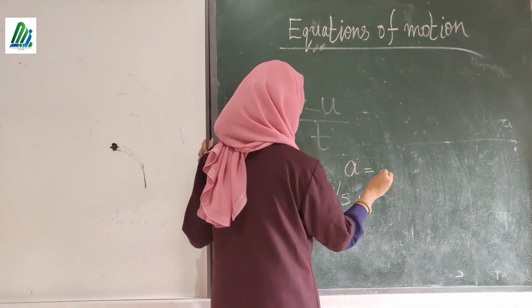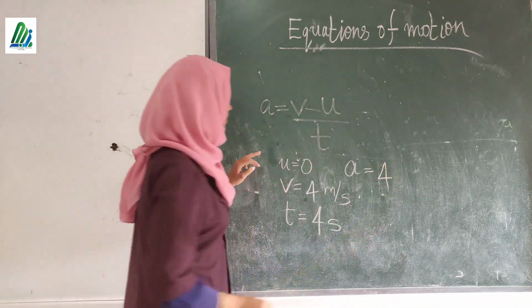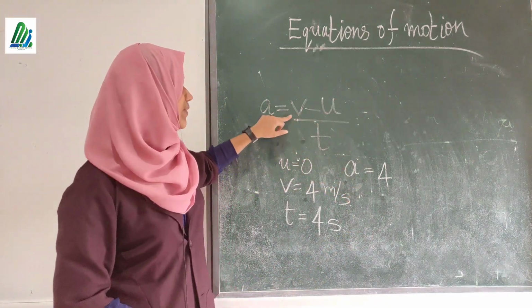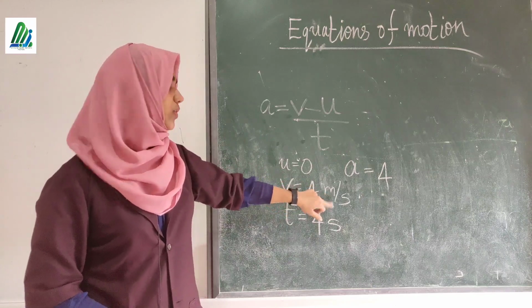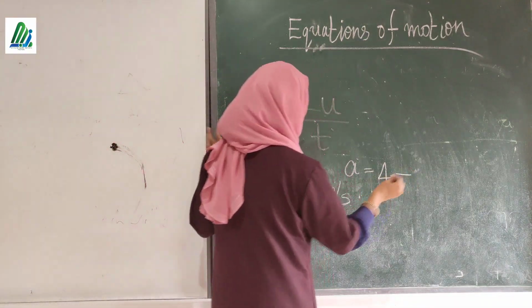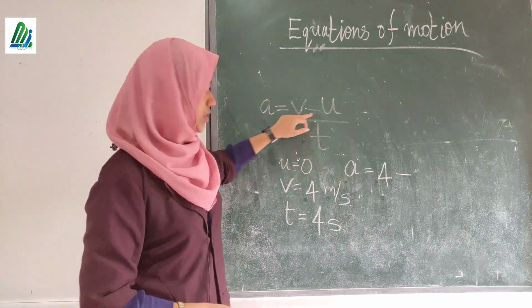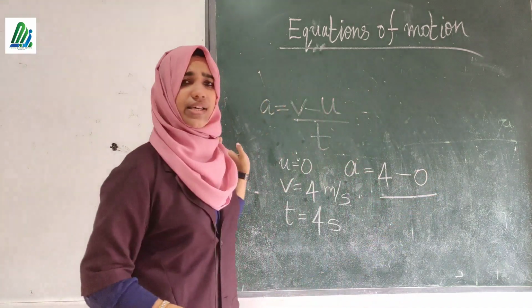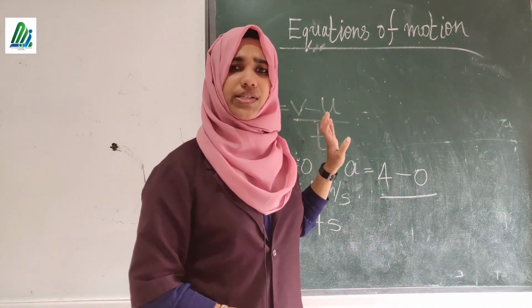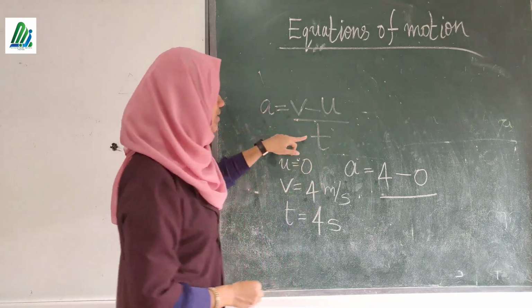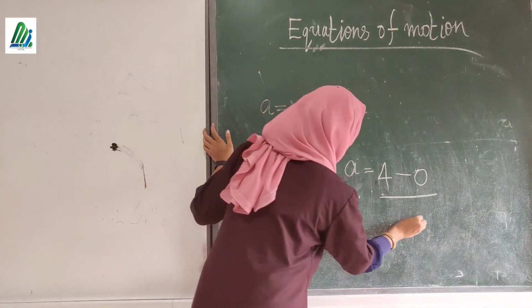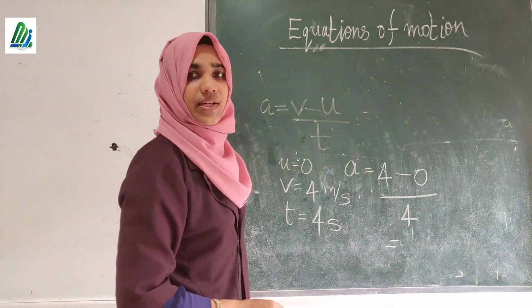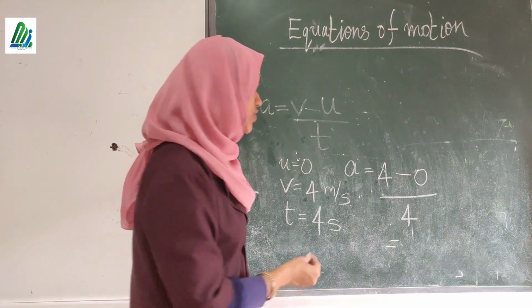A is equal to V minus U by T. Here V is equal to 4 meter per second. Then V is 4 and U is how much? That is 0. Then how much is the time taken by the stone to reach? That is T is equal to 4. So we can write how much? That is 1 meter per second square.